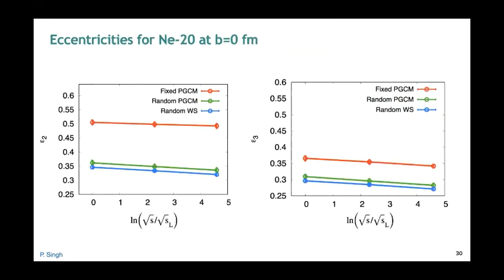Exactly. So as expected, the fixed PGCM has this overall elliptic shape. The epsilon 2 of the fixed PGCM is larger, and it decreases when you go towards larger energy. Random PGCM and random root section are in the same ballpark, but the decrease is faster compared to the fixed PGCM. We suspect it would be hard to destroy the overall elliptic shape, but the eccentricity arising due to the fluctuation would be easy to kill. This could explain why in fixed PGCM there's a smaller decrease in the ellipticity.